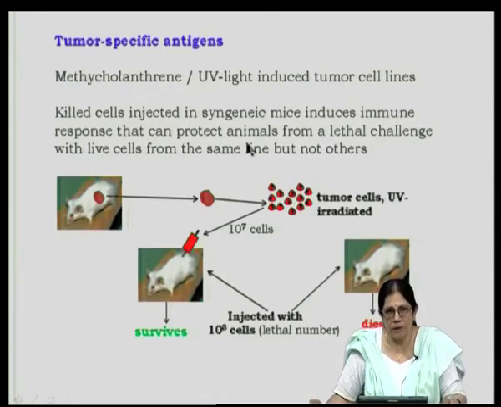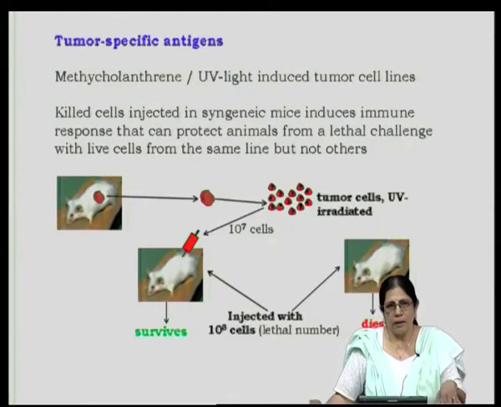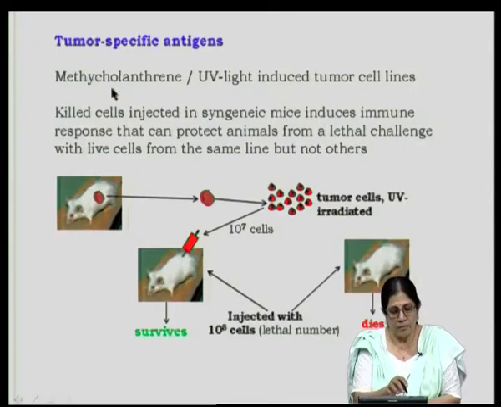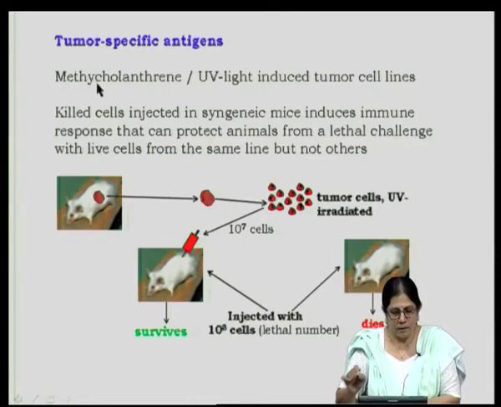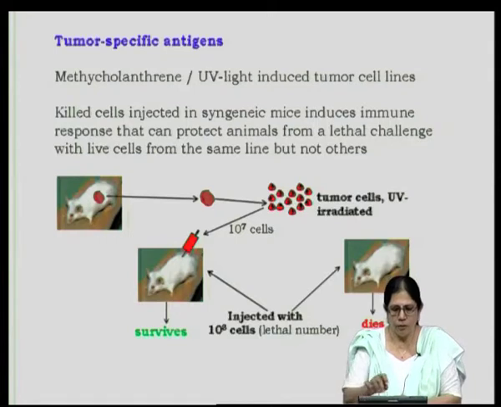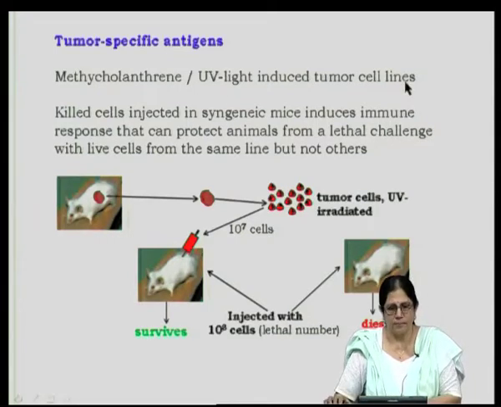Were there any experiments carried out to show that tumor specific antigens can in fact induce an immune response, and whether this immune response is protective? There are classical experiments, a large number of experiments. I will just tell you this one, which is a prototype experiment. Tumor specific antigens have been seen to be expressed in tumors established by the carcinogen methylcholanthrene. In fact, this is one chemical carcinogen that is utilized extensively, or ultraviolet light induced tumor cells.